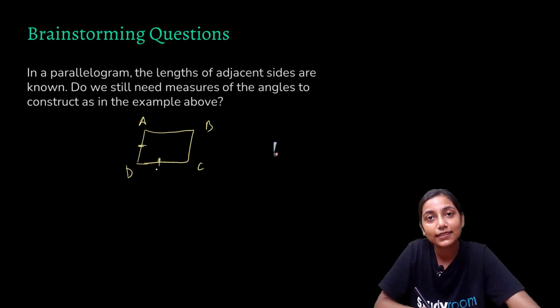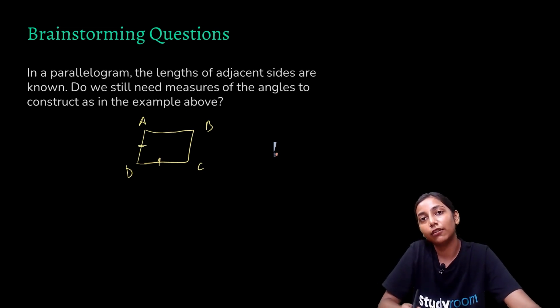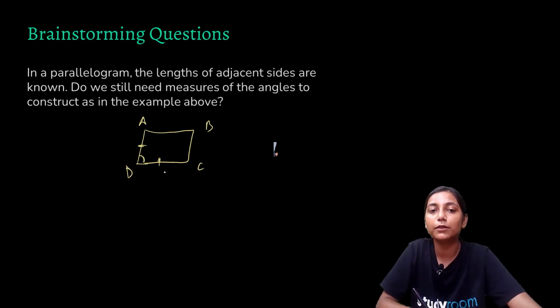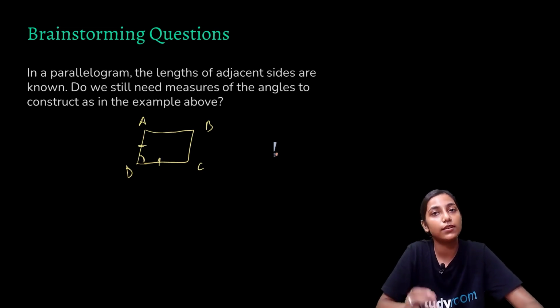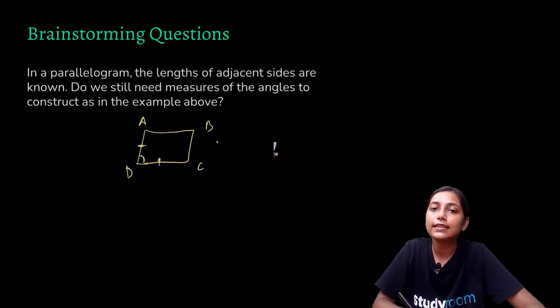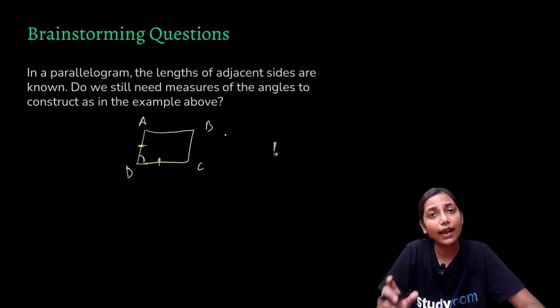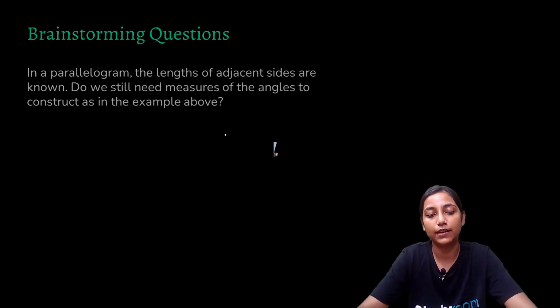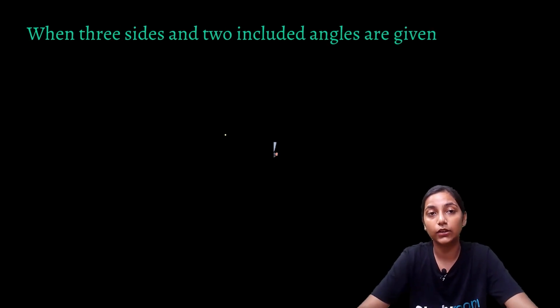Yes, the answer will be yes, because for such a combination, to be able to make a unique parallelogram, we need at least the measure of the angle that is included. That is, in this case, we at least need the measure of angle D, the angle that is included between those two adjacent sides, in order to construct a unique quadrilateral. So in this case, we still need at least the measurement of the angle that is between these two adjacent sides. And then we can make the parallelogram.